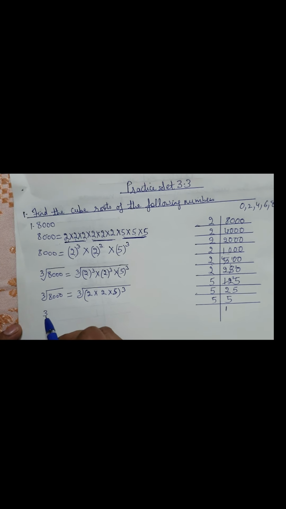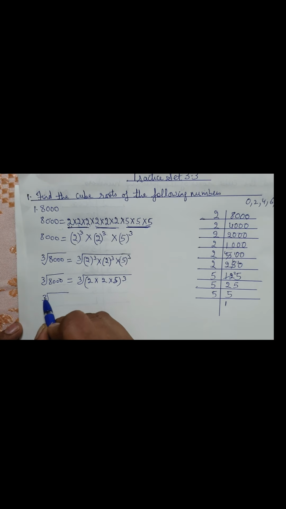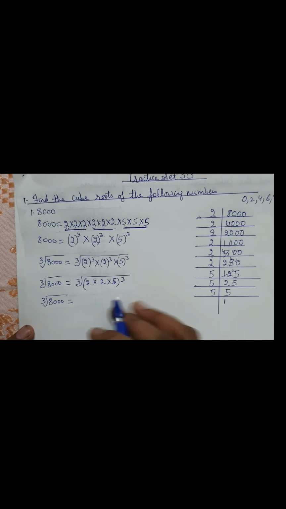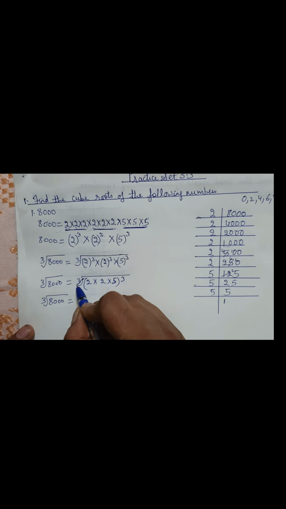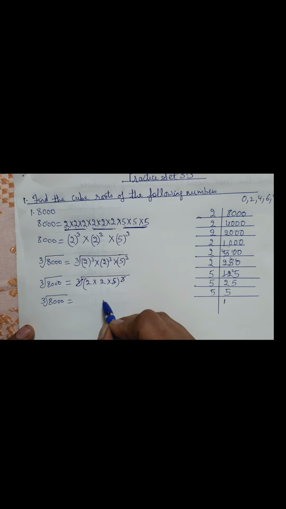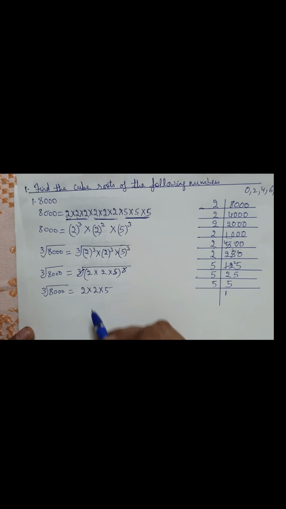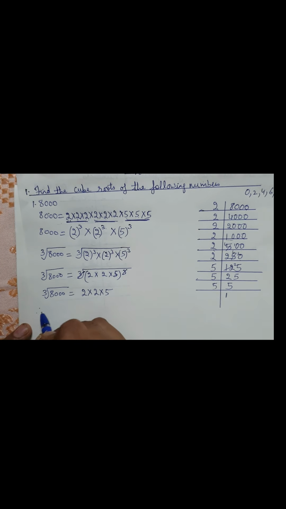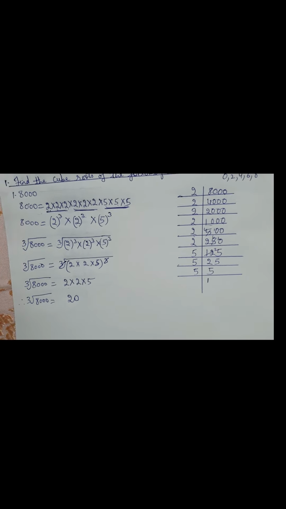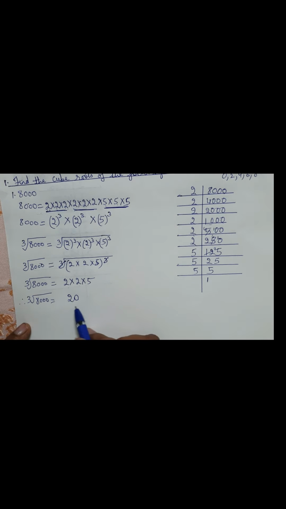Now cube root of 8000 is equal to, we have to cancel this cube root with the cube, and we have to remove all these numbers from the bracket. So we will remove 2, 2, 5. Okay, we removed them from the bracket. Now therefore cube root of 8000 is equal to 2 2s are 4, 4 5s are 20. Okay, so our final answer is cube root of 8000 is equal to 20.